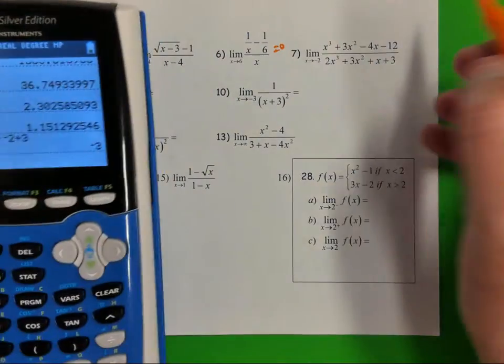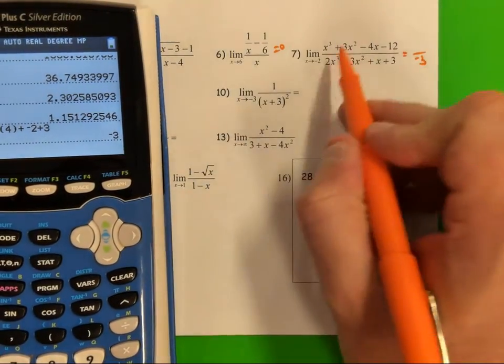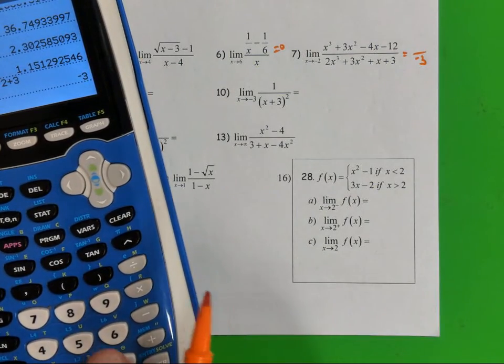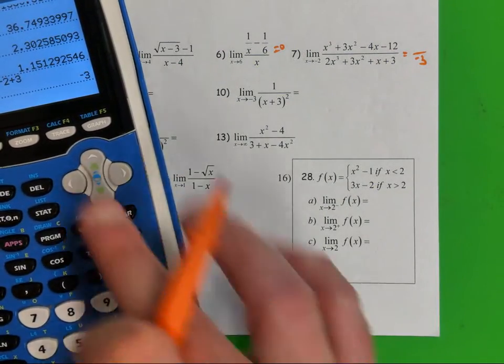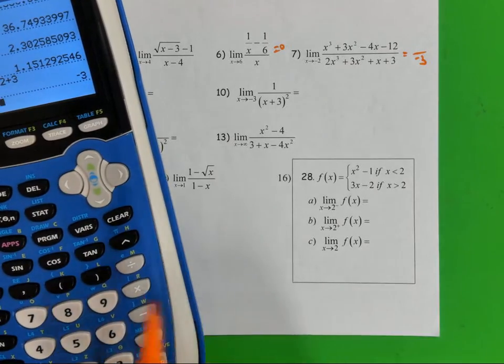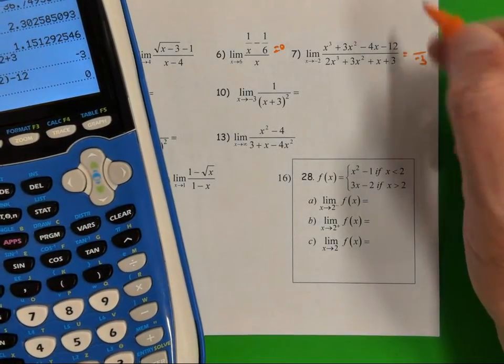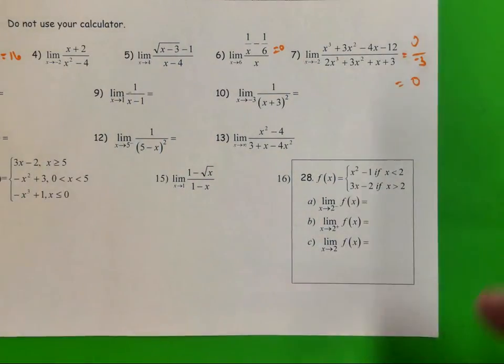Alright, so I get negative 3 on bottom. I plug negative 2 in, that gives me negative 8 plus 3 times 4 minus 4 times negative 2 minus 12. Did y'all get 0 on top? So what's your answer? 0.